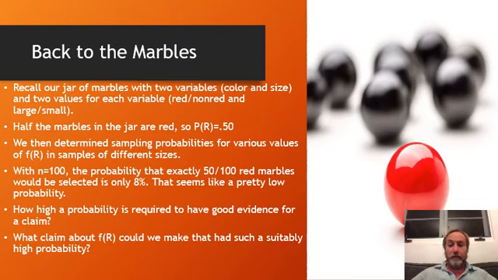Well, there's a way to get around this. We need to answer two questions. So 8% feels low, but maybe we should answer the question, how high of a probability would we want? What do we need in order to have good evidence for a claim? And then what sort of claim about the relative frequency in R could we make that gave us such a suitably high probability? So the answer to the second question will depend on the answer to the first question. So let's look at these in order.